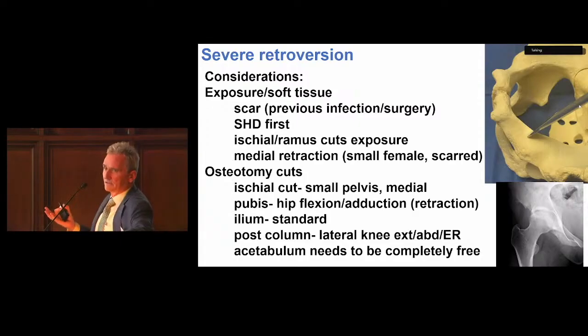Very helpful in a case like this is to have a 3D CT scan. You can get a printed model to help better conceptualize the pelvis if that's helpful. And again, the acetabulum needs to be completely free to enable this pretty aggressive anteversion correction.